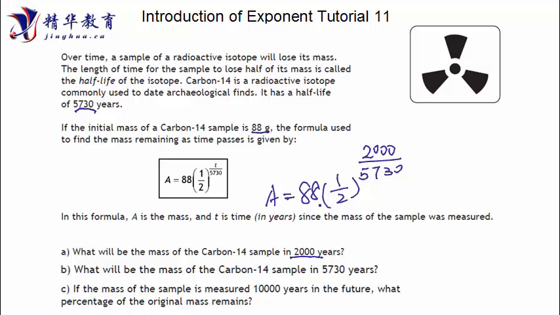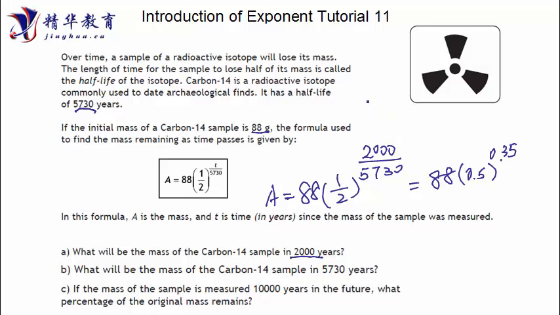Okay, the number is scary, but you can punch this into your calculator, and it's just a number. One half is 0.5, right? And then 2000 divided by 5730 is equal to 0.35. I use my calculator, so you can use yours. Then 0.5 to the power of 0.35. A normal calculator can do that.